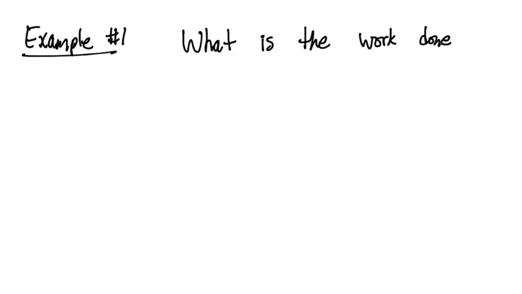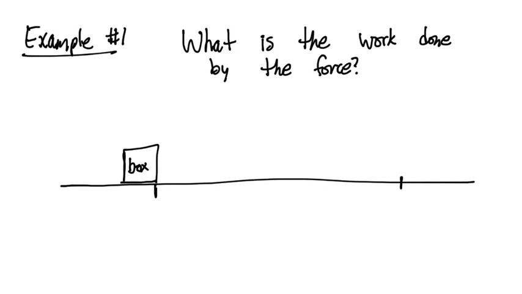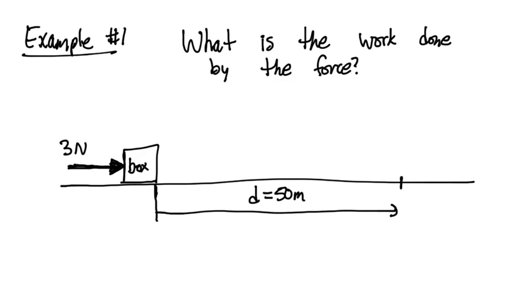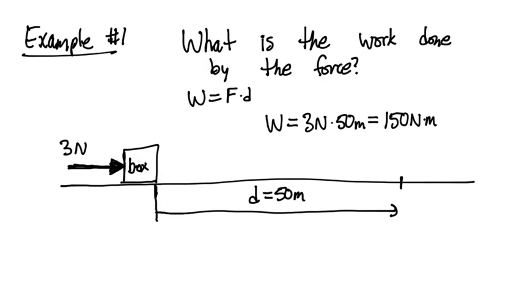So how much work is done by a force if you have a 3 Newton force on a box and the box moves 50 meters in the same direction as the force? Notice that they're pointing in the same direction. We have work equals force times displacement, that's our equation. And because they're pointing in the same direction, we can just simply multiply their magnitudes together to get 150 Newton meters of work.